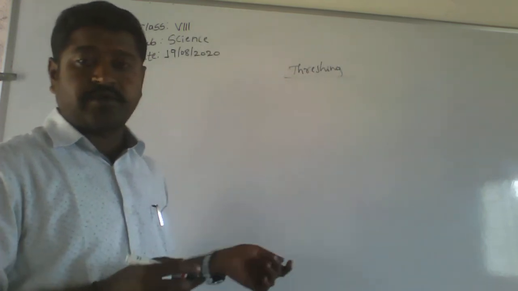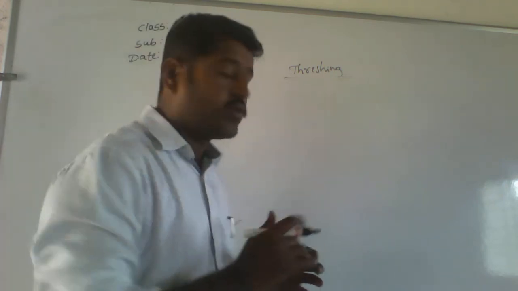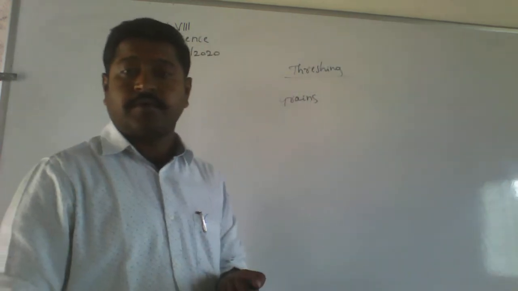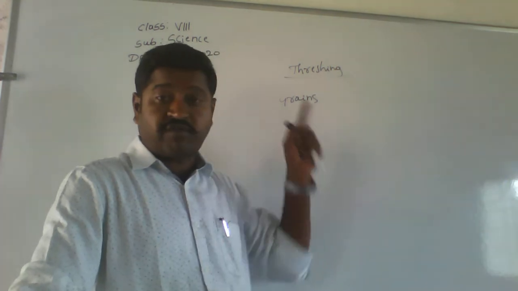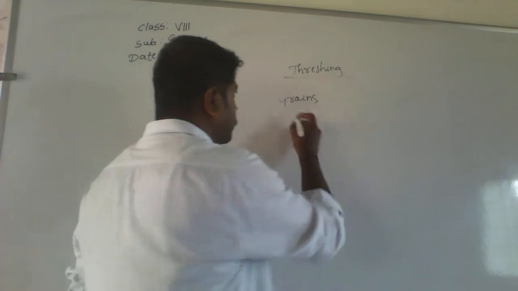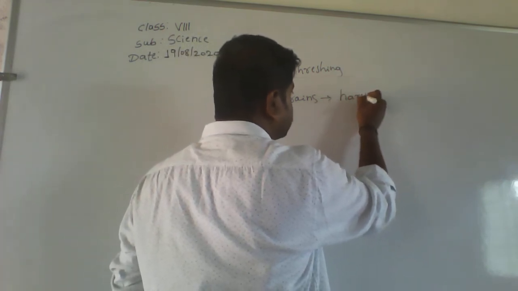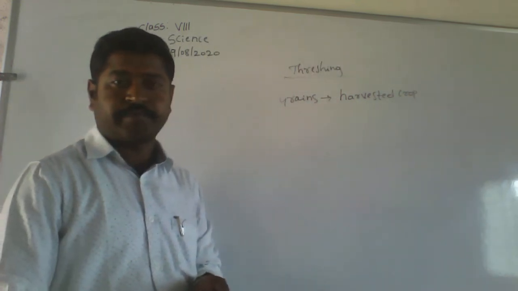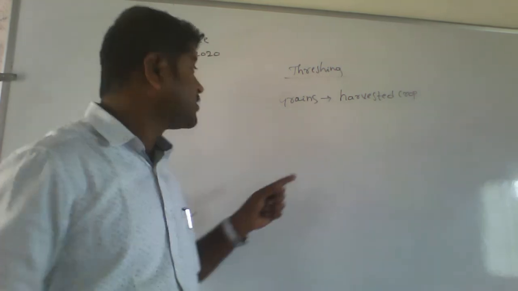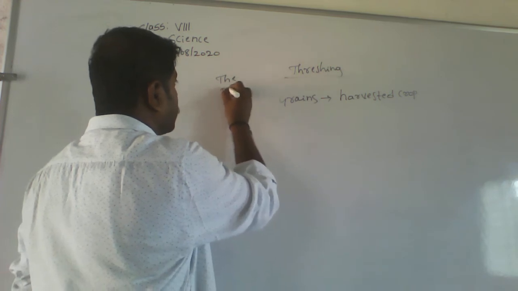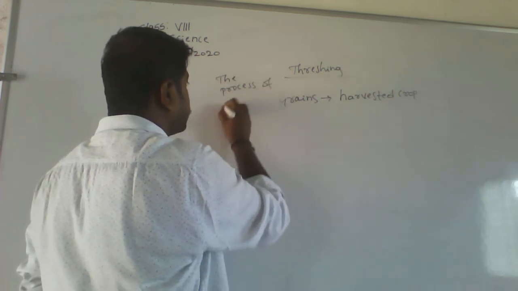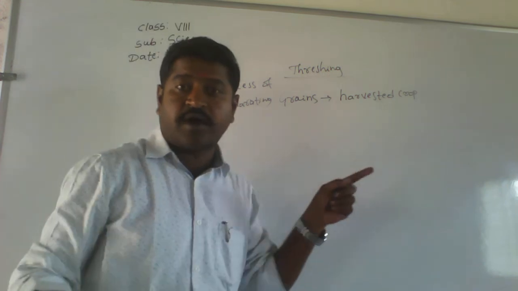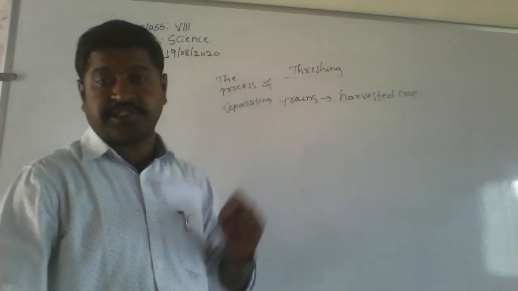Here, what we are going to do is separate grains. We have to separate grains from the harvested crop. The process of separating grains from harvested crop is said to be threshing.